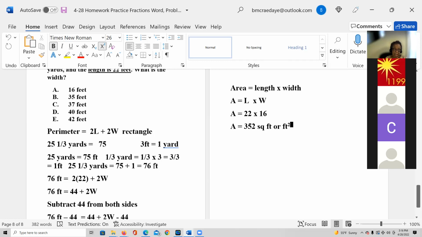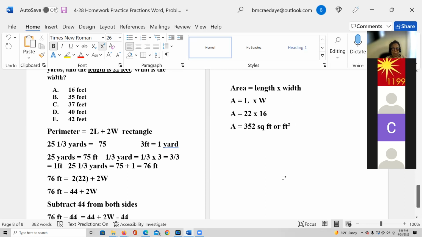Here we're just adding the units. Feet plus feet will give you feet. Yards plus yards will give you yards. Here you're multiplying, so feet times feet would be feet squared or square feet. And it's written both ways, okay?